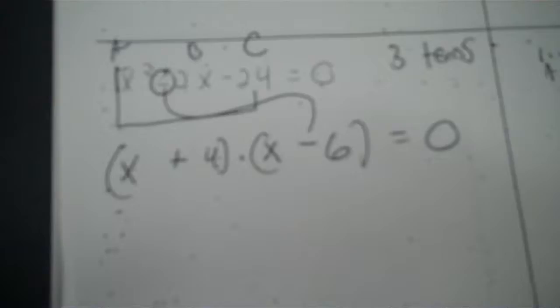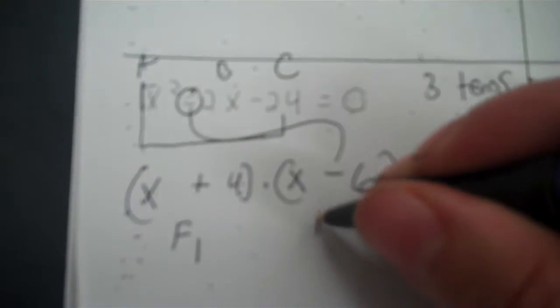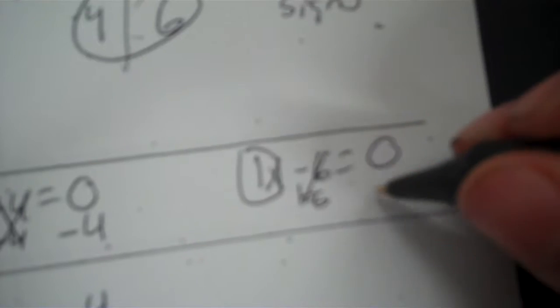Okay, so now to get my answers, I have factor 1 and factor 2. So factor 1 means that x plus 4 equals 0. Factor 2 means that x minus 6 equals 0. So I'm going to put a 1x and then minus 4, minus 4. So 1x equals negative 4. Okay, so I have negative 4. And then I plus 6 and plus 6, 1x equals 6, and then I have 6 for my answer. So those two answers right there.